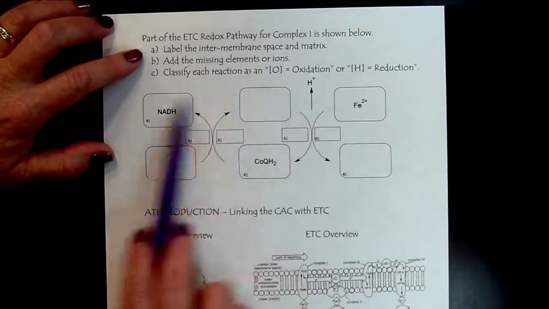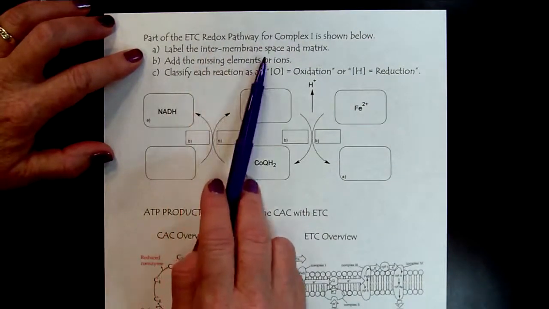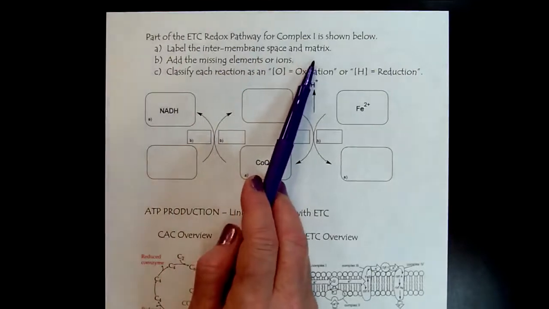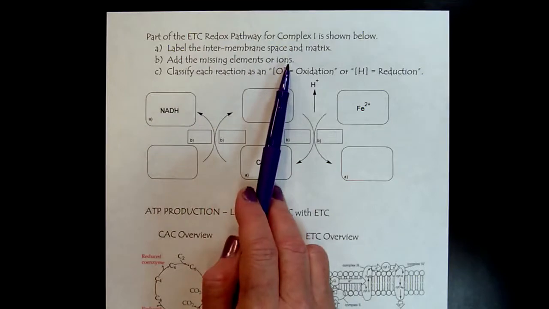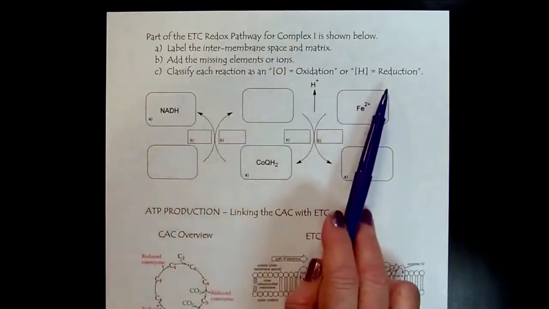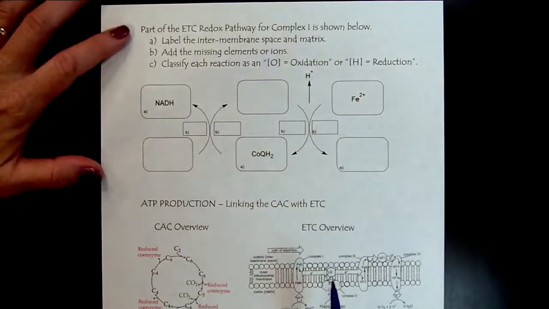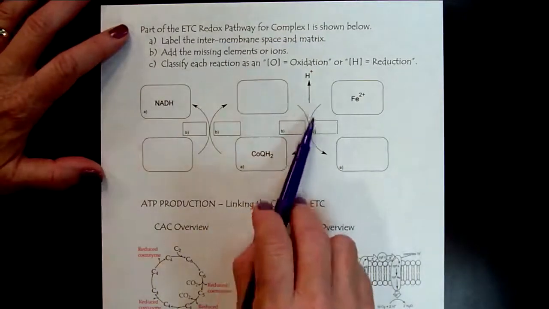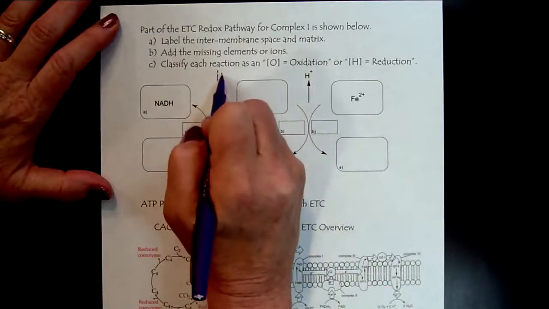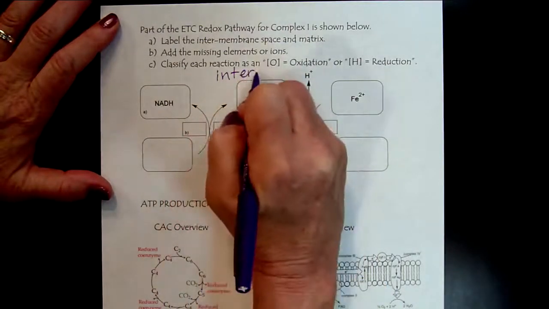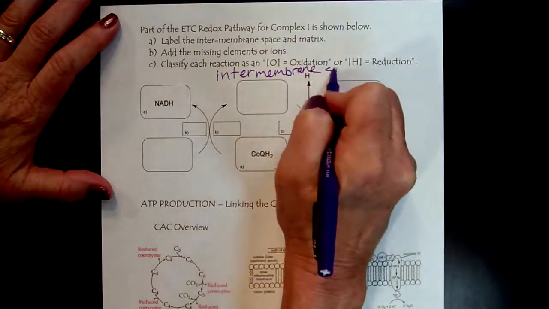So relate this diagram to the structure of the mitochondria. Where's the intermembrane space and where's the matrix? And then add the missing elements or ions and classify each reaction, right? Okay, so let's do A first. So we're going to pump the electrons into the intermembrane space. So this part of the diagram would be where the intermembrane space is.